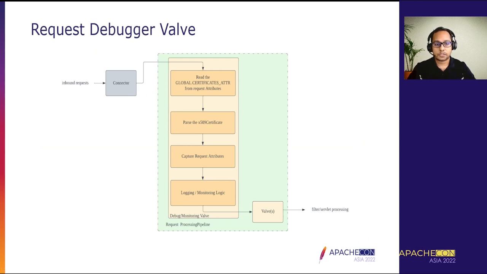A simple diagram is shown here of what a request debugger valve flow can look like. Not very complicated logic here. Typically, all you need is to capture the various request attributes, log them or send them as feeds to monitoring systems, and invoke the next valve. As mentioned before, there are endless possibilities, right? And you can use the Tomcat valves to carry out the debugging very effectively.